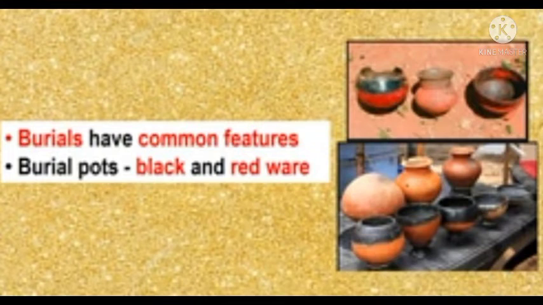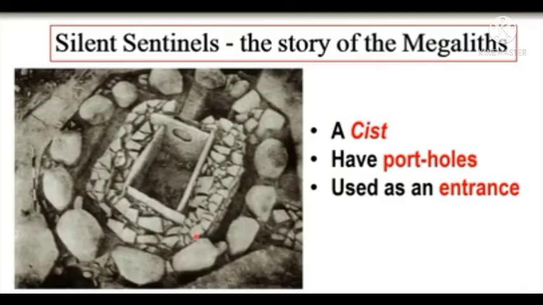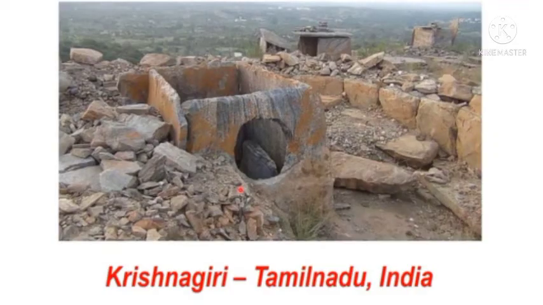Generally, the dead were buried with distinctive pots, which are called black and red ware. Also found are tools and weapons of iron, and sometimes skeletons of horses, horse equipment, and ornaments of stone and gold. This type of megalith is known as a cist. Some cists, like the one shown here, have portholes which could be used as an entrance.